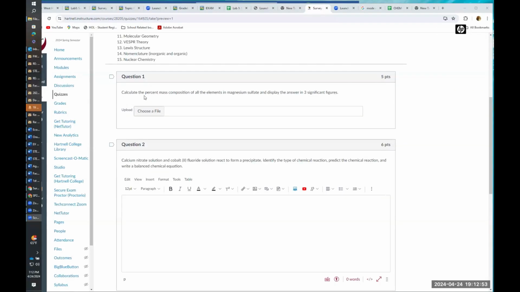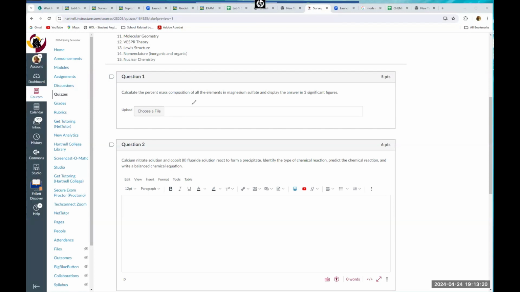So calculate the percent mass composition of all the elements in magnesium sulfate and display the answer in 3 significant figures. Okay, so you guys are ready? So what is the chemical formula for magnesium sulfate? MgSO4. MgSO4, that is correct.